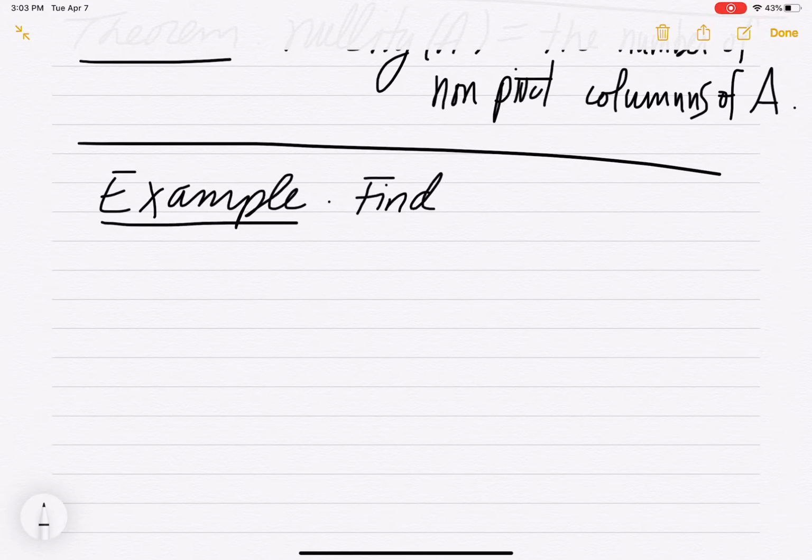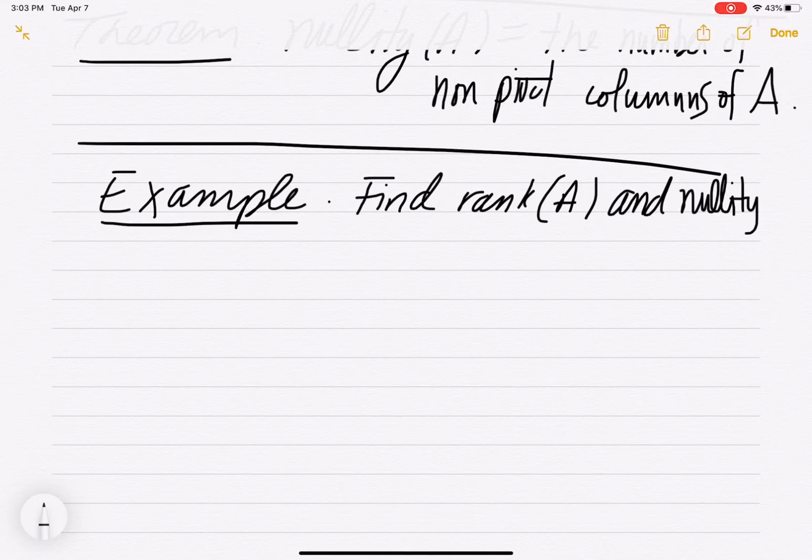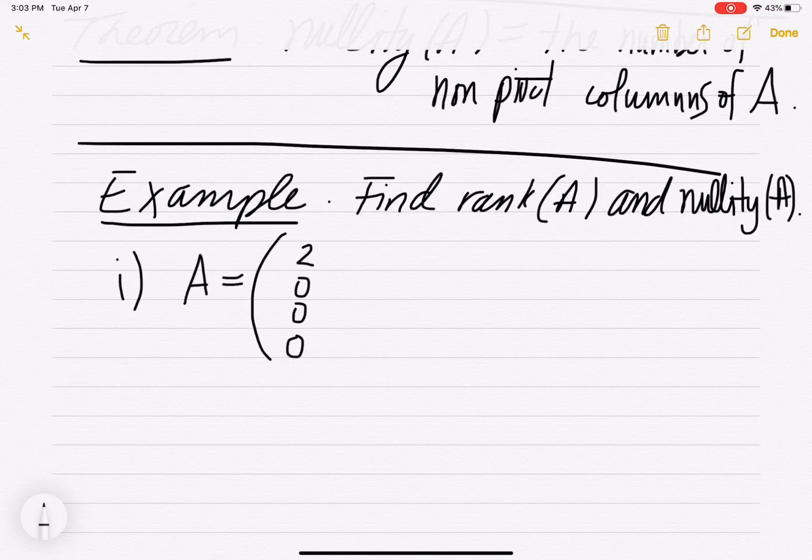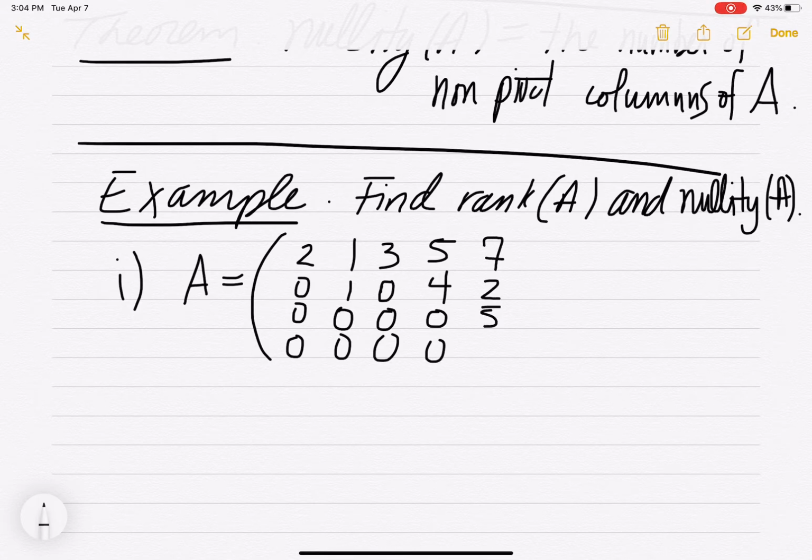Find the rank of A, which is sometimes called the dimension of the column space, and the nullity of A, which is sometimes called the dimension of the null space of A. Find the rank and the nullity. Okay, number one, here's my matrix, capital A: 2, 0, 0, 0, 1, 1, 0, 0, 3, 0, 0, 0, 5, 4, 0, 0, 7, 2, 5, 0.